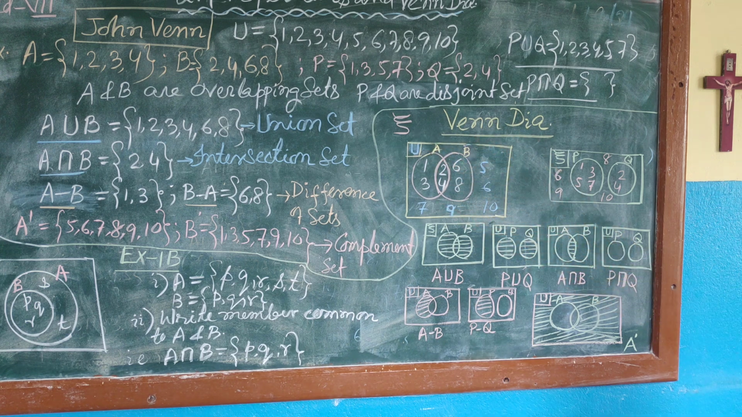Now from this we can interpret so many things. What will be the intersection set? A intersection B will be 2 and 4. See, it is very obvious. What will be set A? 1, 2, 3 and 4. What will be set B? 2, 4, 6, 8. What will be the union of A and B? A union B will be what? All the elements 1, 2, 3, 4, 6 and 8.